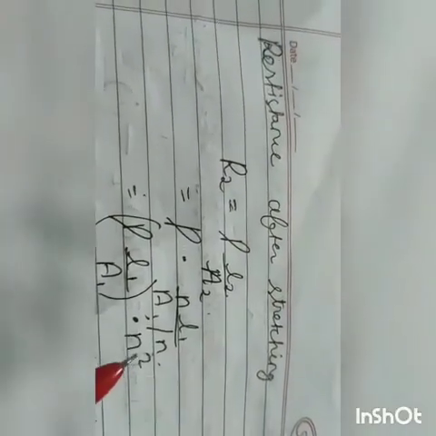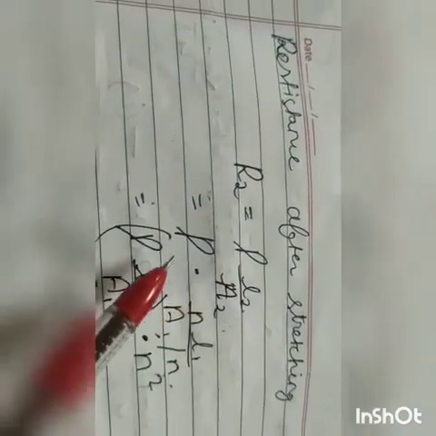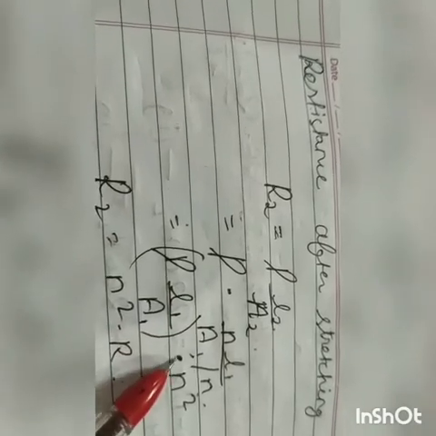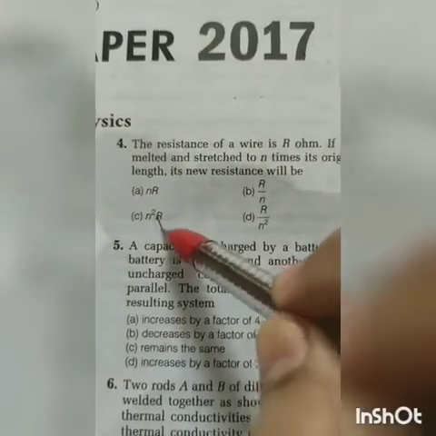So resistance after stretching will be R2 is equal to rho L2 by A2. So rho n L1 by A1 by n. So it comes out to be rho L by A1 into n squared. So R2 will be n square R. Here is the correct option C, n square R.